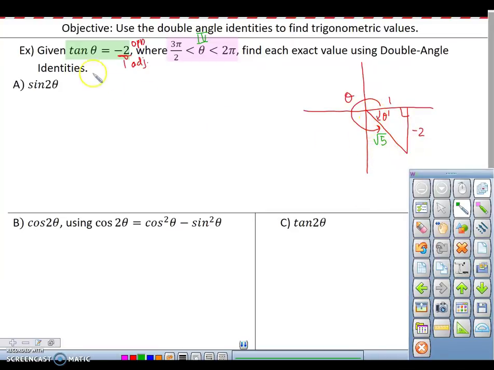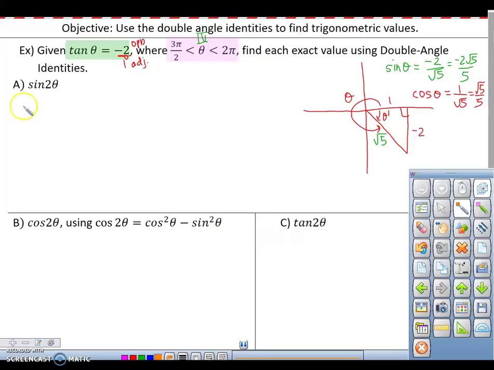All right, so what this tells me, I have my tangent already. My sine of angle theta then is opposite over hypotenuse. So that would be negative 2 over the square root of 5, or rationalized, negative 2 root 5 over 5. And my cosine of angle theta, which is adjacent over hypotenuse, would be 1 over the square root of 5, which rationalized is square root of 5 over 5.